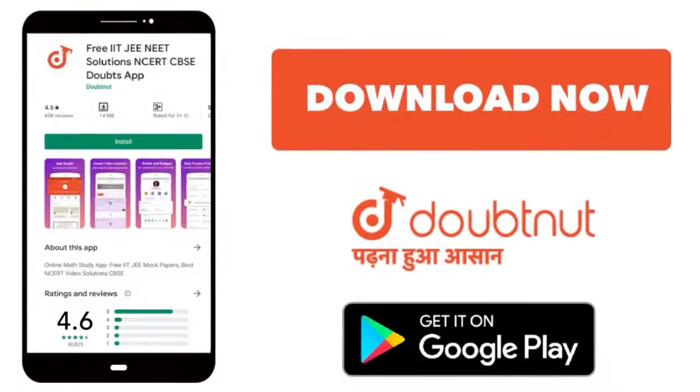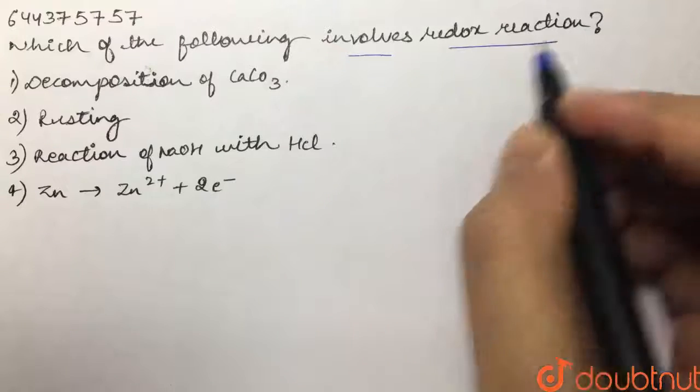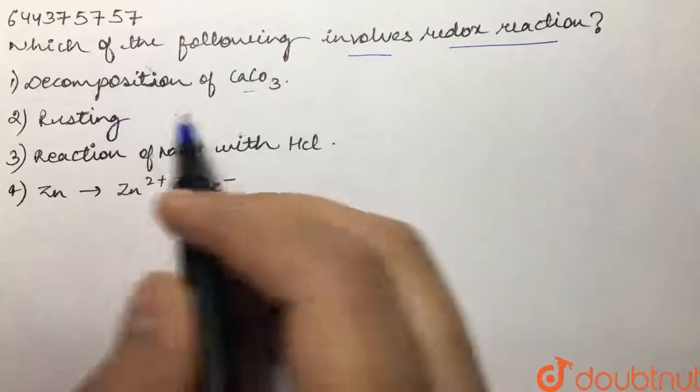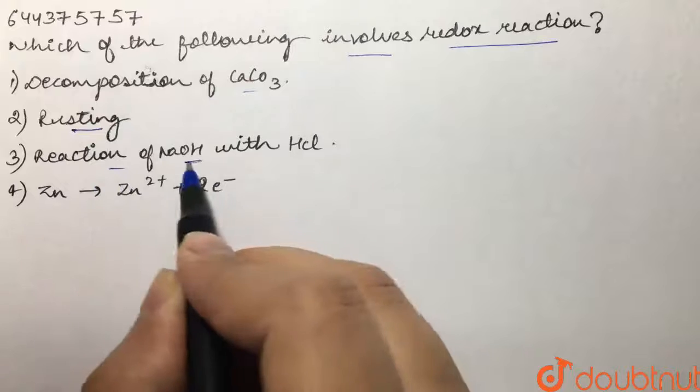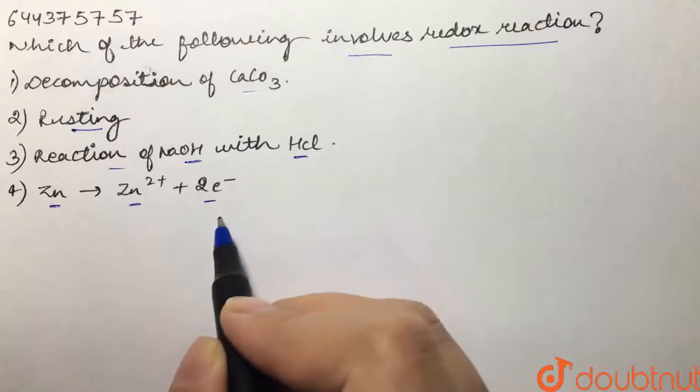Download Doubtnut app today. Our question is, which of the following involves redox reaction? First is decomposition of calcium carbonate, second is rusting, third is reaction of NaOH with HCl, and fourth is zinc forming zinc 2 positive with loss of 2 electrons.